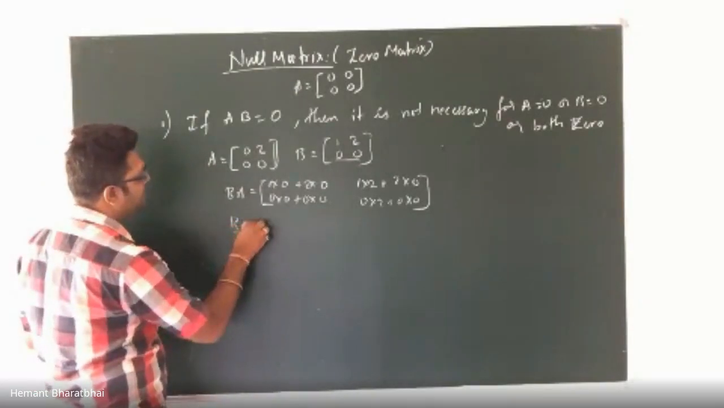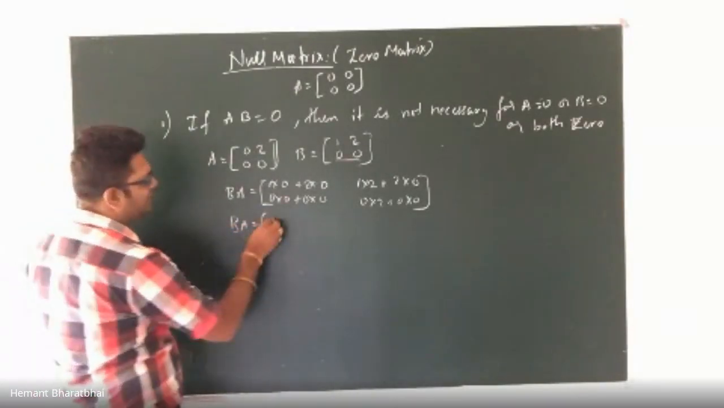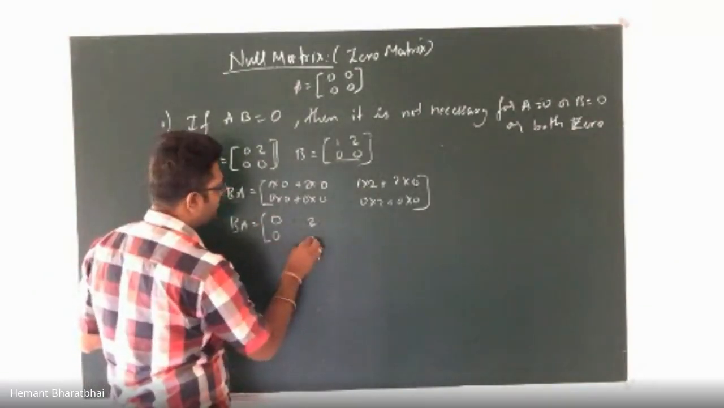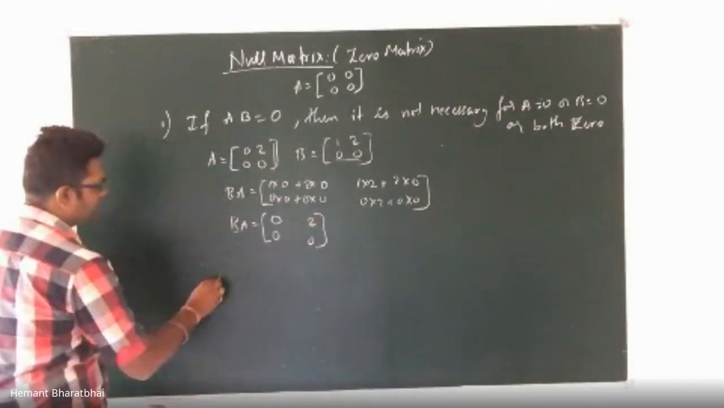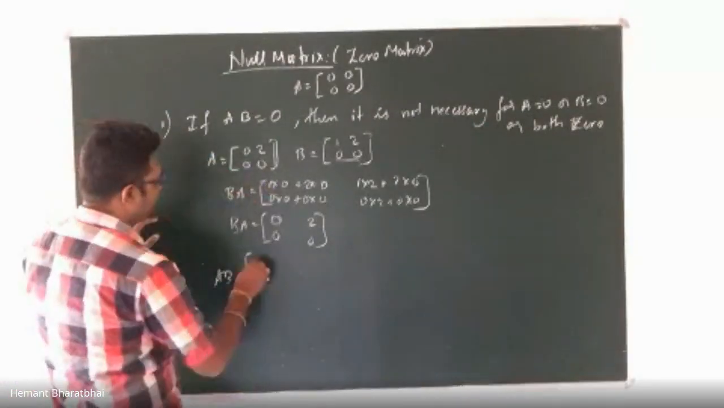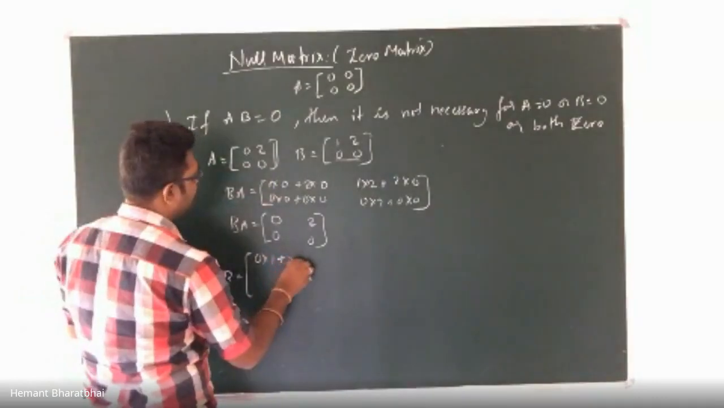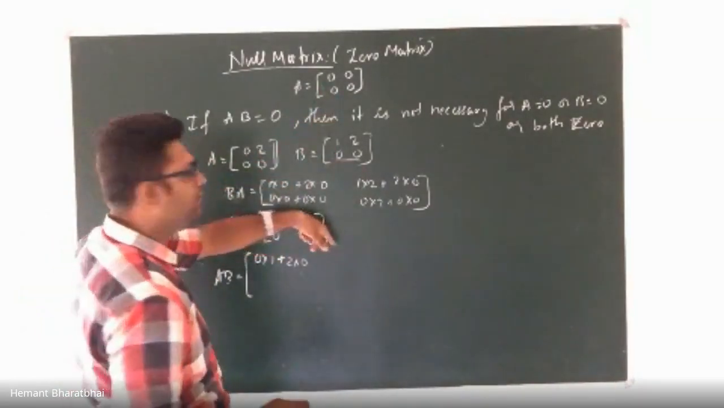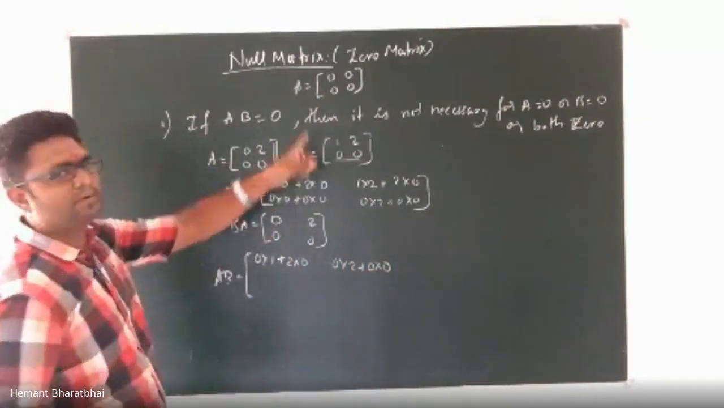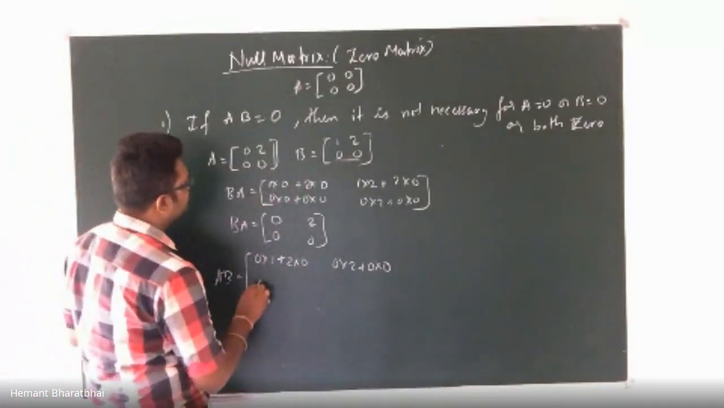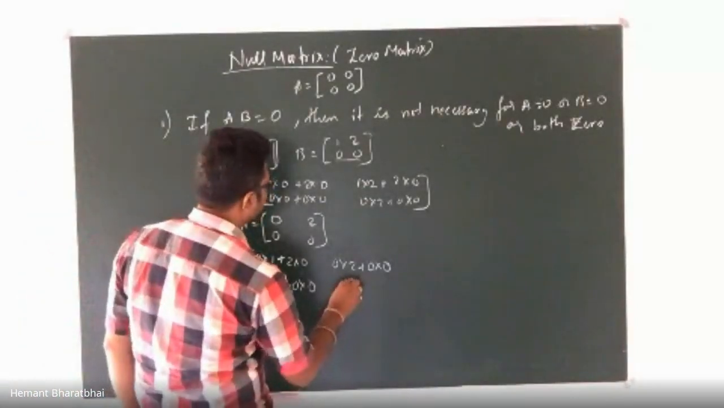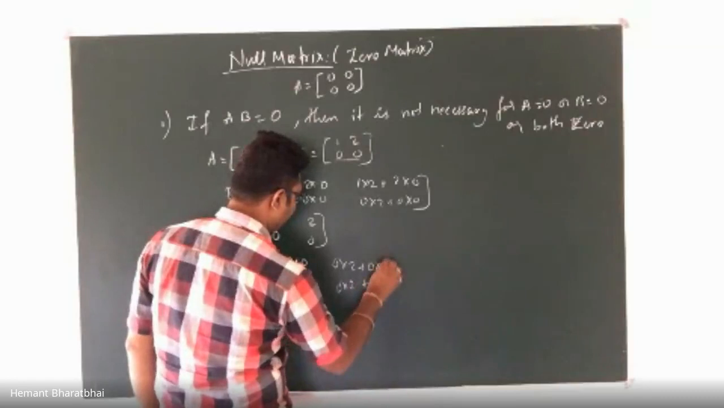So I get matrix BA as 0, 2, 0, and 0. Let me also find out product AB. So first row into first column, so 0 into 1 plus 2 into 0. Then first row into second column, so 0 into 2 plus 0 into 0. Then second row into first column, so 0 into 1 plus 0 into 0. Then second row into second column, 0 into 2 plus 0 into 0.